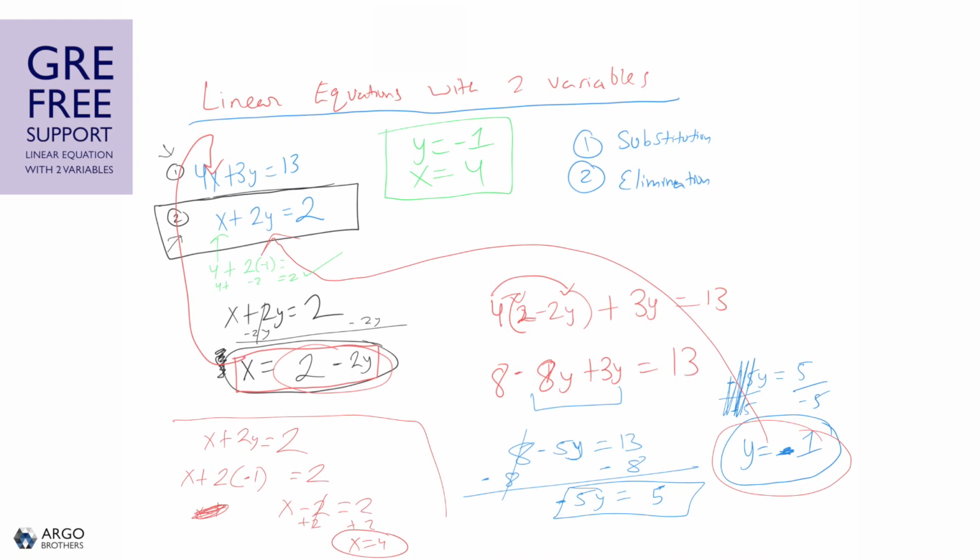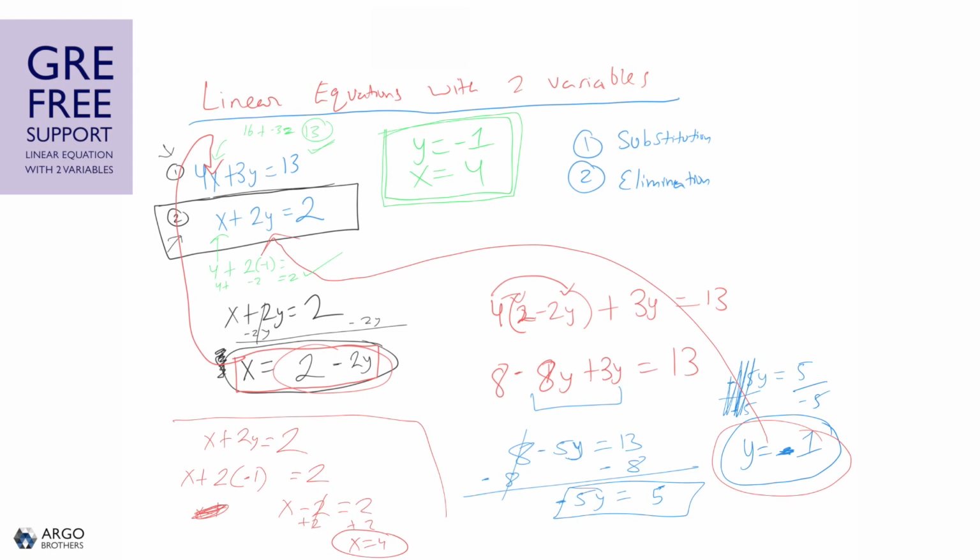And of course, if that's correct, 9 out of 10 times my first equation is also correct. But let's just go ahead and try it. 4 times 4 over here is 16, plus 3 times negative 1 is going to be negative 3, and of course 16 plus negative 3 will be 13. So I've double-checked my answer, and this is my answer. Y is equal to negative 1 and x is equal to 4. This is how you do it by substitution.